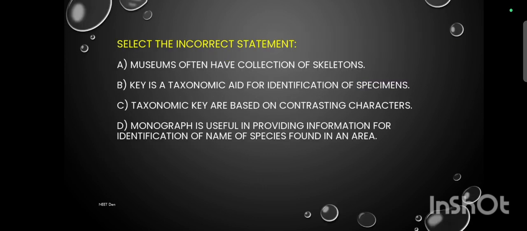Next question: select the incorrect statement. A, museums often have collection of skeletons. B, key is a taxonomic aid for identification of specimens. C, taxonomic keys are based on contrasting characters. D, monograph is useful in providing information for identification of names of species found in an area.